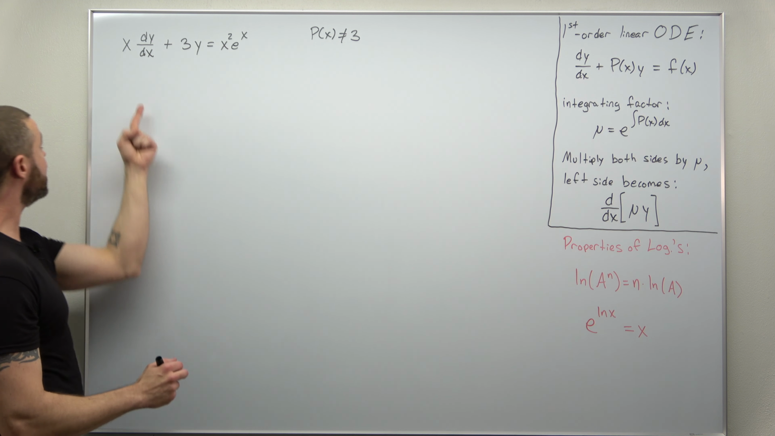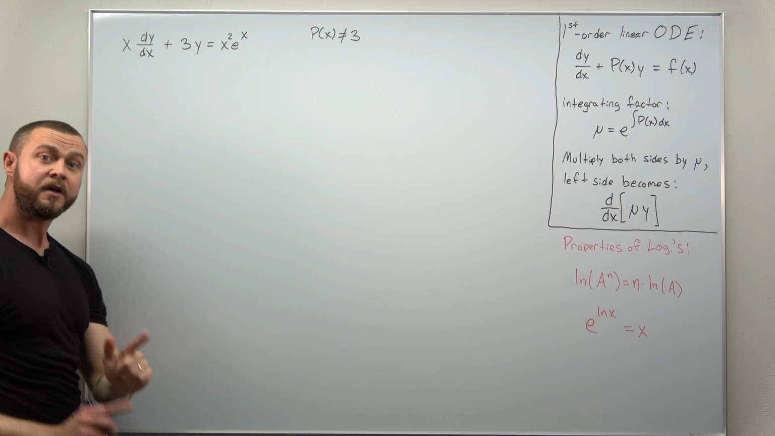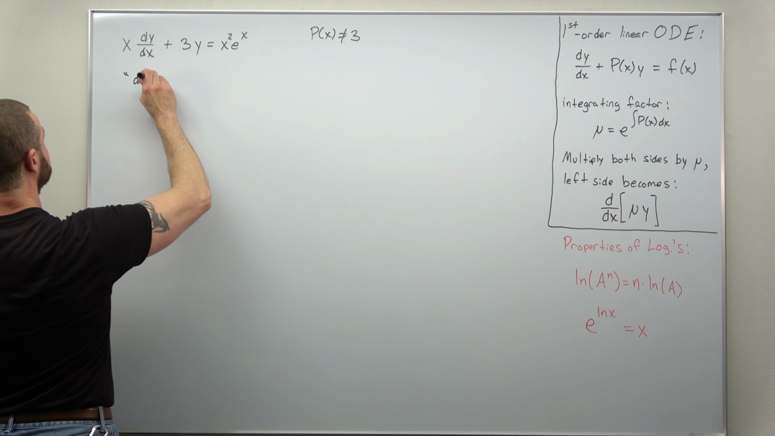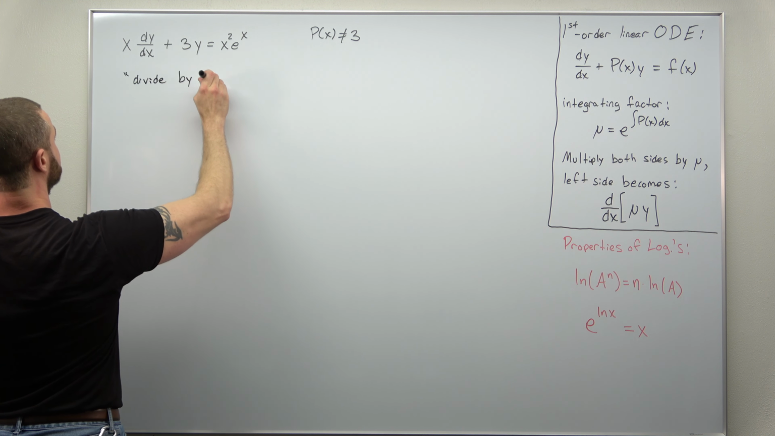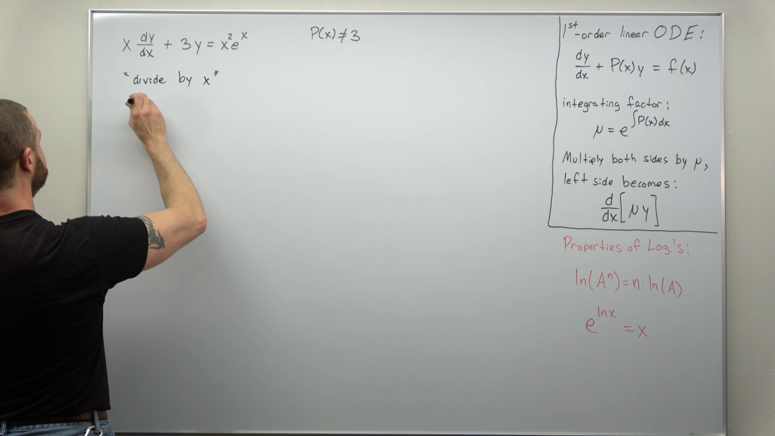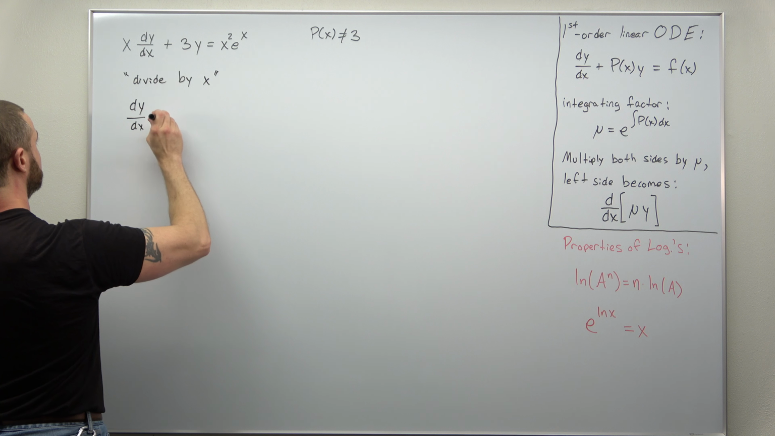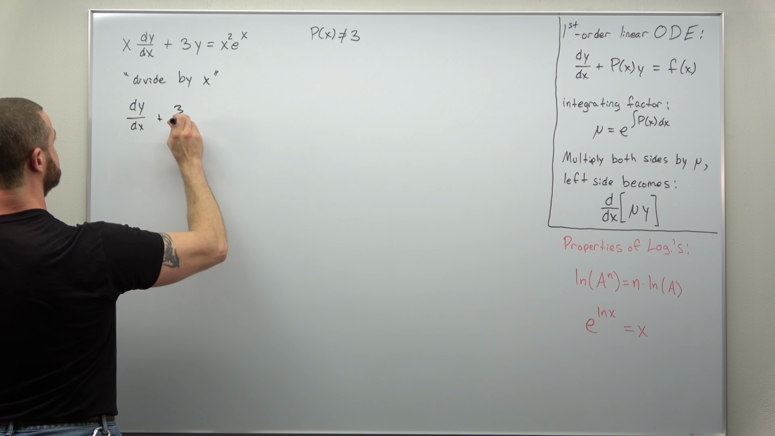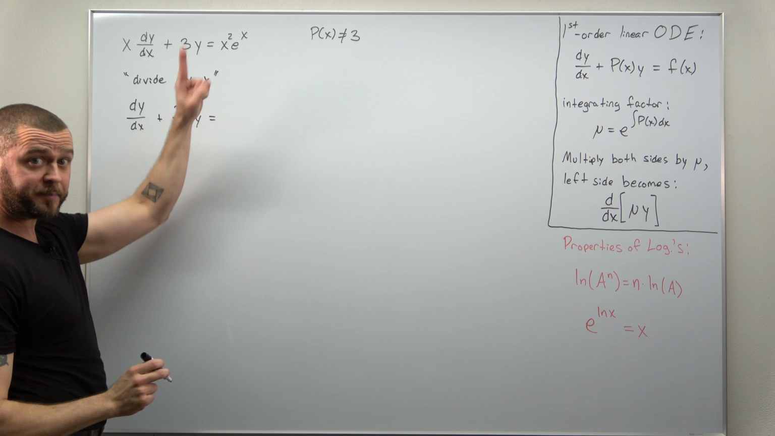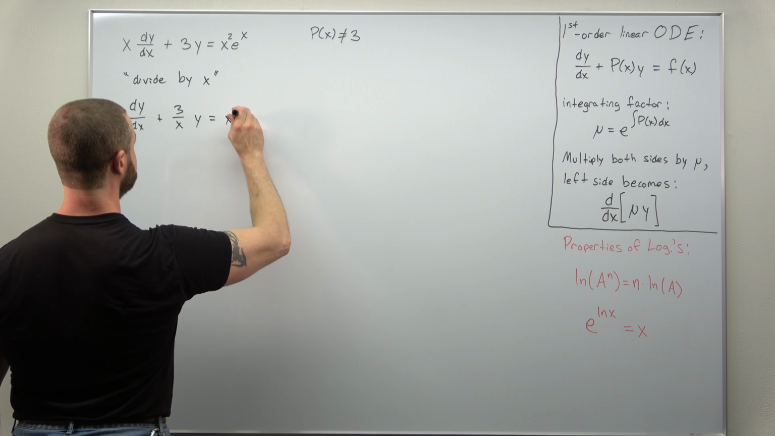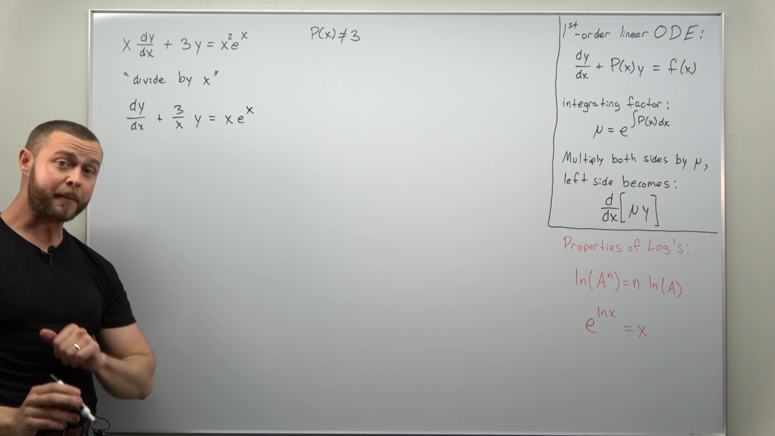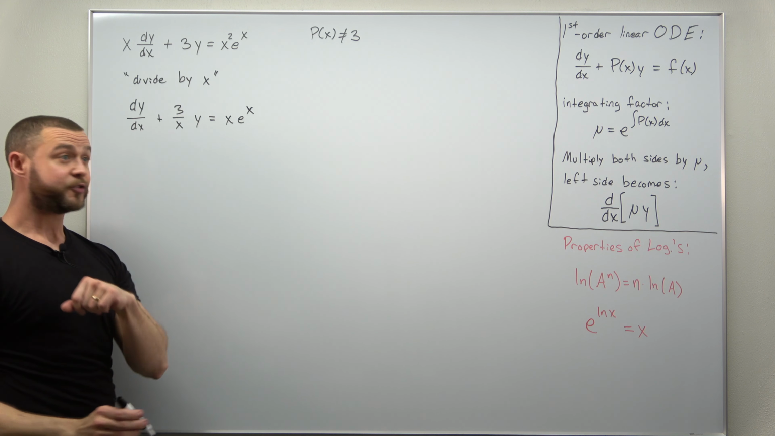All right, our differential equation has a factor of x in front of the derivative. Let's divide it off. And that should put it in linear form. We're going to get dy over dx plus 3 over x times y. And then don't forget to divide the right side by x. 1 power of x will cancel, leaving you with x times e to the x. And now we can properly identify p of x, which is 3 over x.